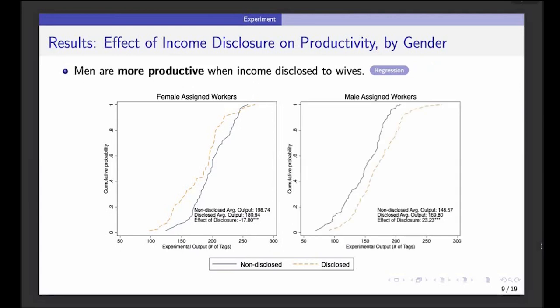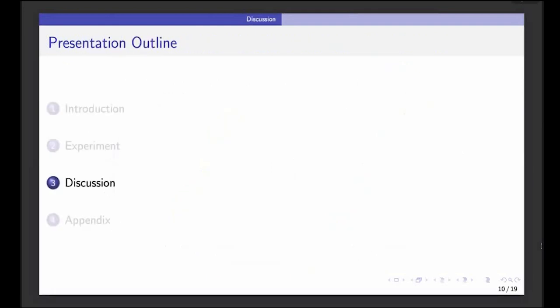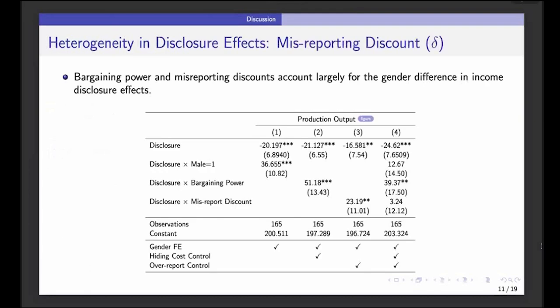On the other hand, if we look at the men who are assigned as workers, they behave the opposite compared to their female counterparts. They actually become about 16% more productive if their income is being disclosed to their wives. And naturally, the following question is what is essentially causing the gender difference. We actually have written in the paper a model and done different rounds of heterogeneity analysis. But here, I will just give you a snippet of the results, given how much time we have.